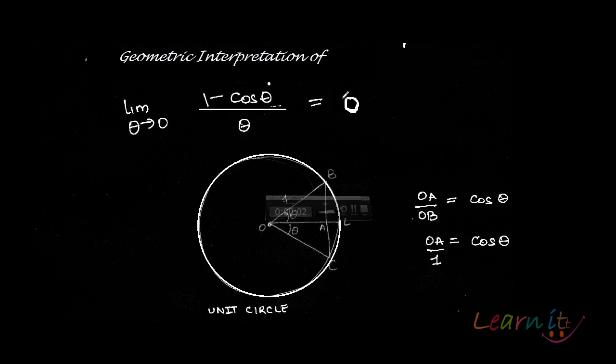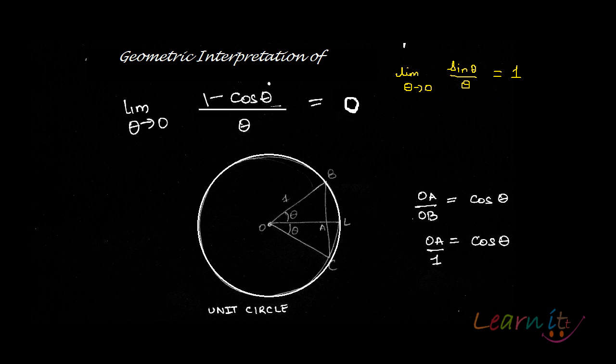In the previous video, we were looking at the limit as theta goes to 0. What happens to the ratio sine theta upon theta? And we realized that it comes out to be 1. That is, sine theta actually comes out to be equal to theta, right?